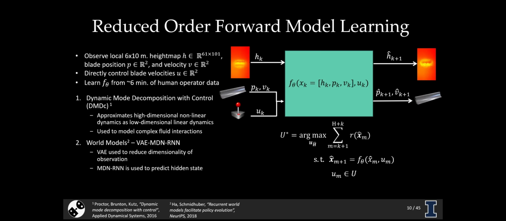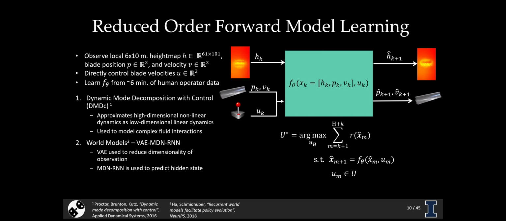Additionally, the second approach that was taken is a more machine learning type approach, which is this world models-based method, which uses a variational autoencoder and a recurrent neural network in order to model the latent dynamics. And this VAE is essentially used to reduce the dimensionality of the height map.